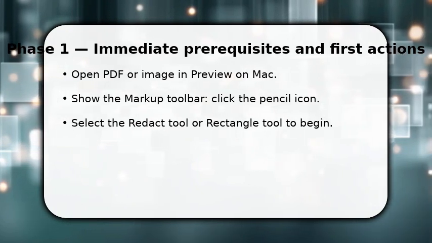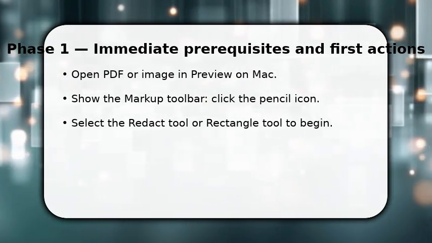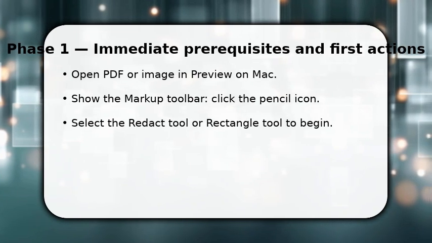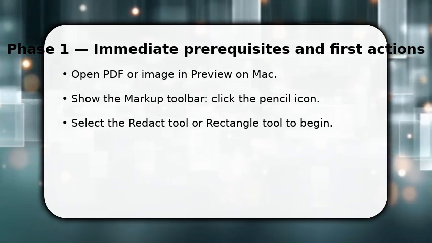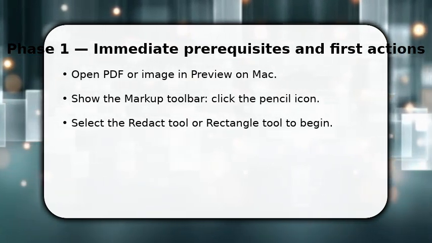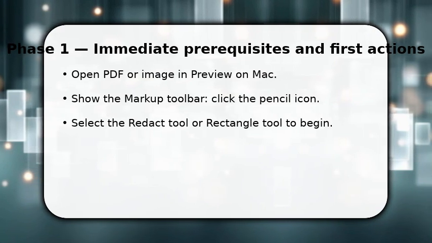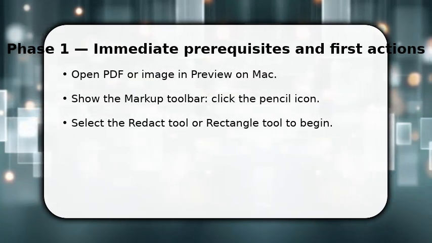Next, choose the rectangle tool. Preview's Redact button appears in markup when you have a selection. Make sure you select it. You're now ready to create your first redact area. Drag to draw a box over the sensitive text or image, adjusting edges precisely.